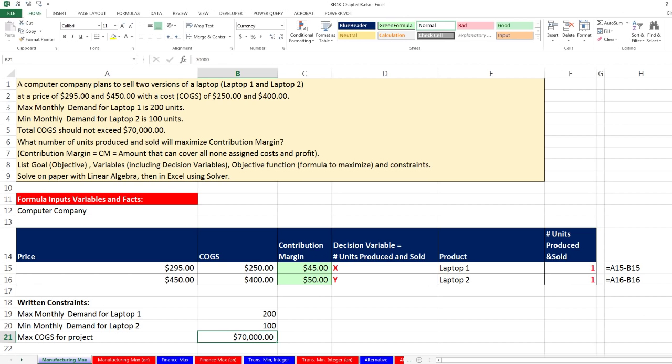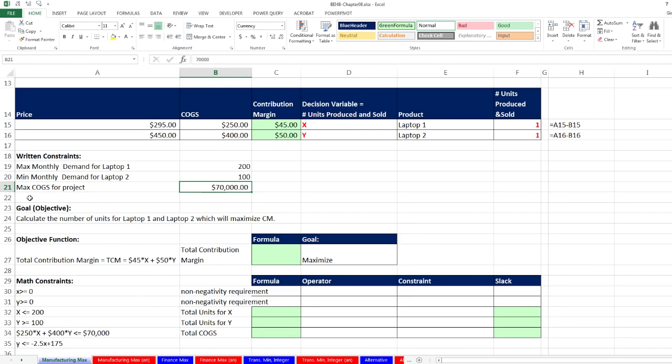Now I'm going to scroll down. And now we want to list our goal or our objective. Calculate the number of units for laptop 1 and laptop 2. That'll be that decision variable, which will maximize contribution margin.